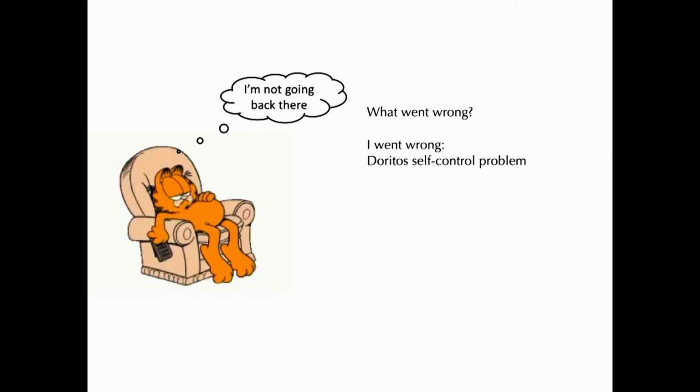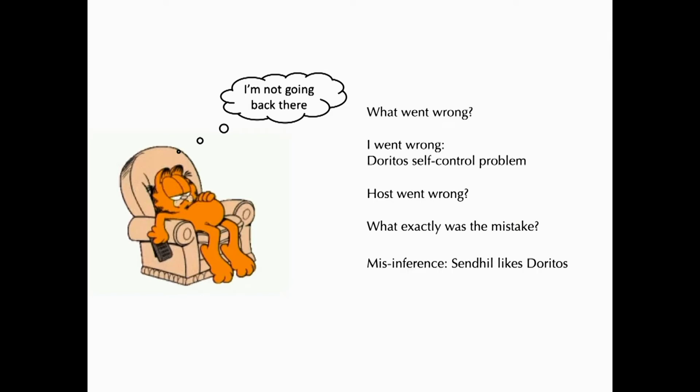But there's a second thing that went wrong, and I'm not trying to blame somebody else for my problems, but I want to argue the host made a mistake. I think the host did something subtly erroneous. But what exactly was the mistake? Well, she made a misinference. She said, Sendhil loves Doritos. That's not entirely true. I mean, I do like them, but not as much as I eat them. So she makes a mistaken assumption: if he's consumed them, he wants more.